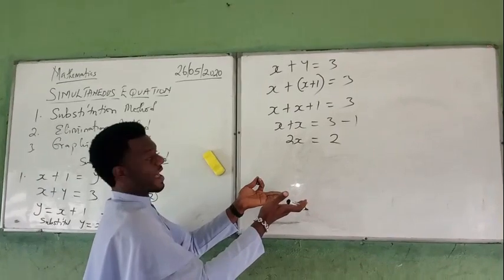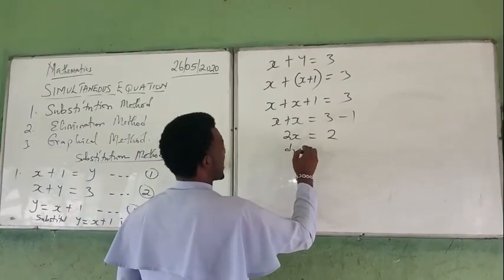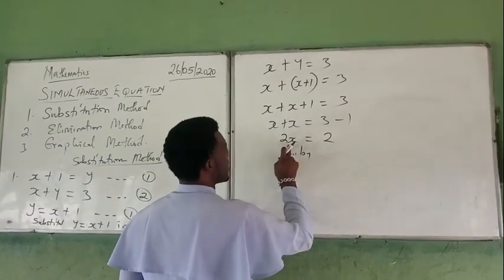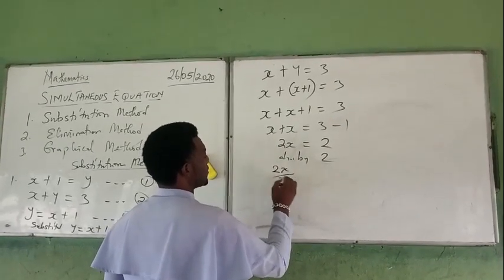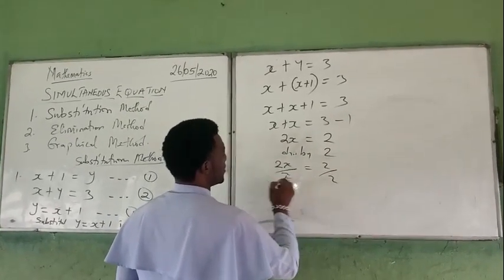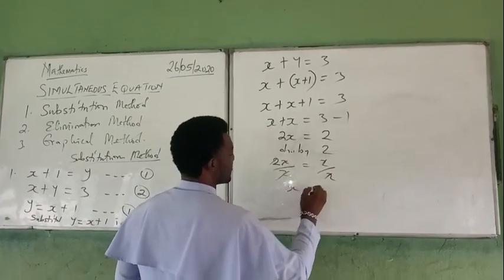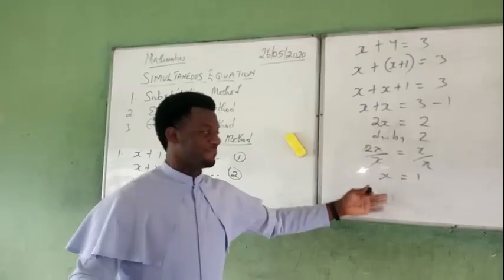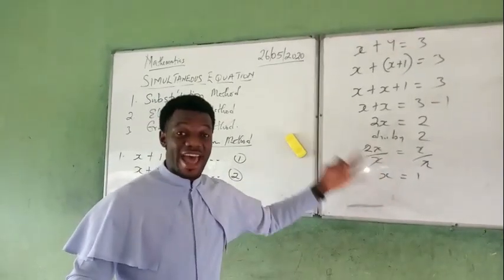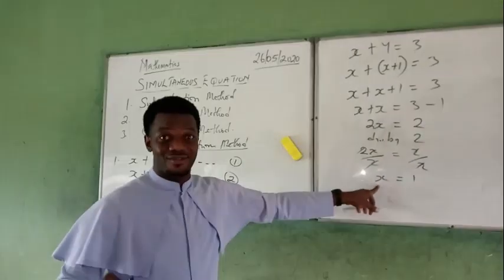Divide both sides by the coefficient of x, which is 2. So we have 2x over 2 equals 2 over 2. So our x is equal to 1. So you see, we have got x, but now we are going to find y.